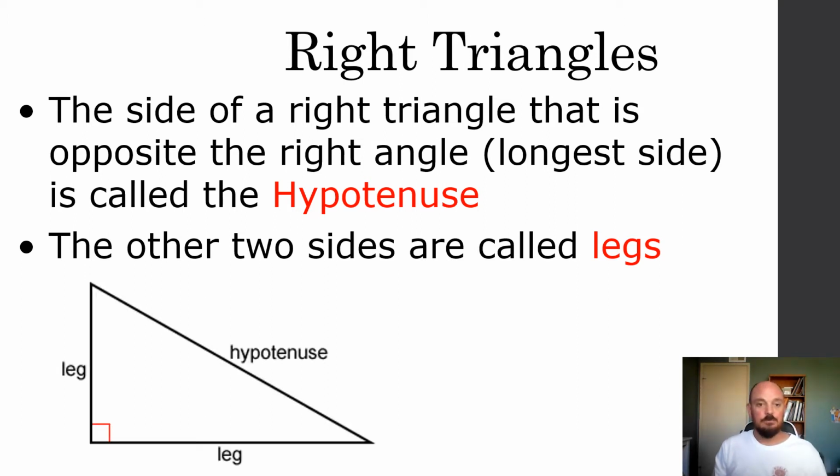And here's a picture. The reason that the one side is labeled hypotenuse is because, see here, the red box is the right angle. If I find the right angle and I go across to the opposite side of the triangle, that's always the hypotenuse. Now, once you've found the hypotenuse, the other two are just legs. That's easy. It doesn't matter. There's not one leg and another leg. They're just legs.